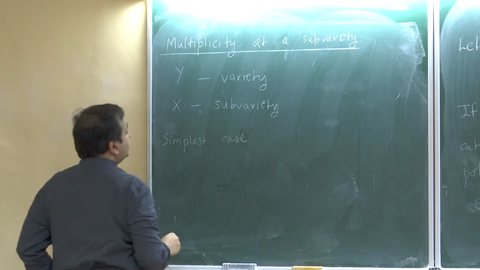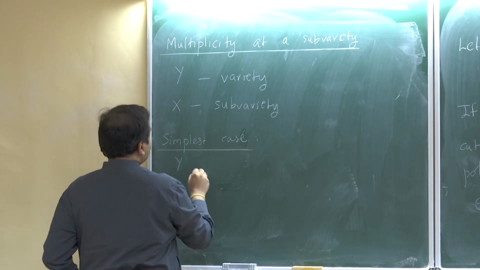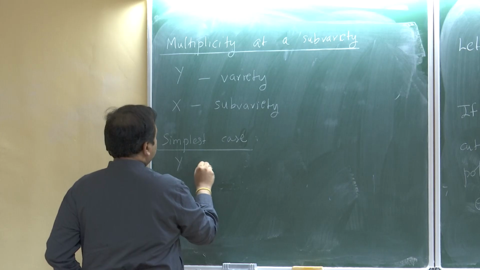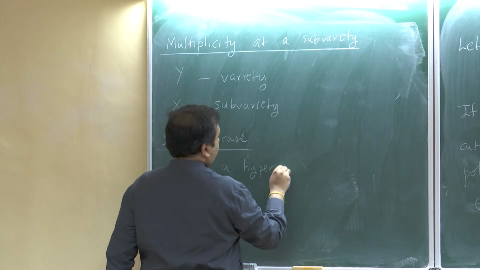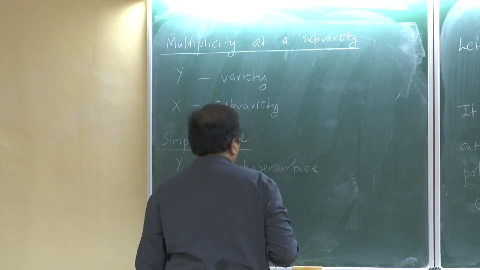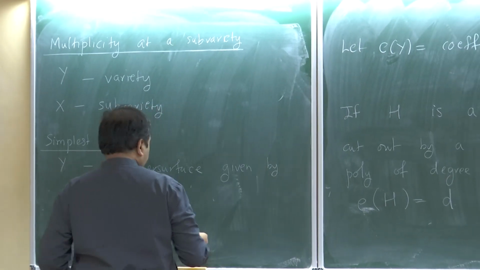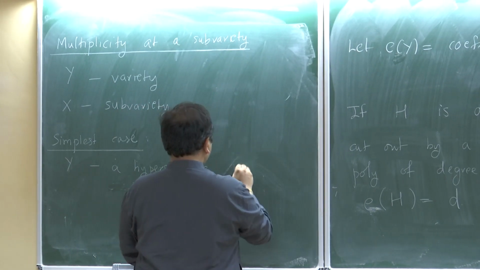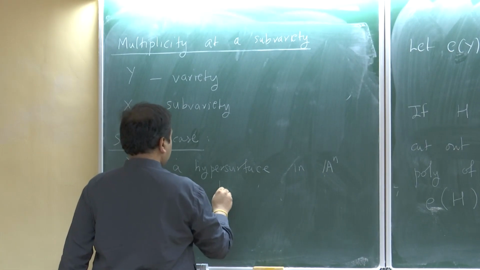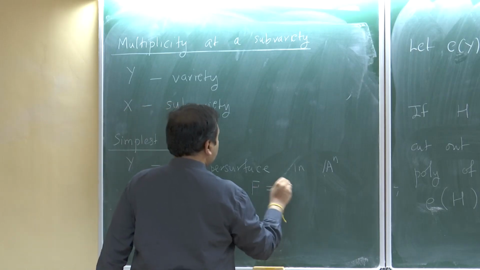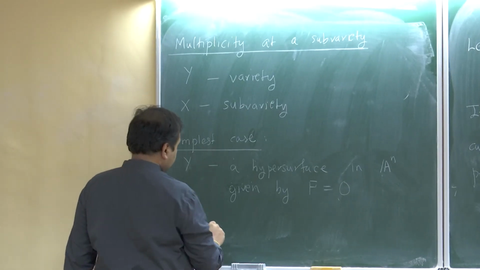This is something that I started in my first lecture, that y is a hypersurface in A^n given by f equal to 0. Okay, so f is some polynomial and x is equal to the origin.